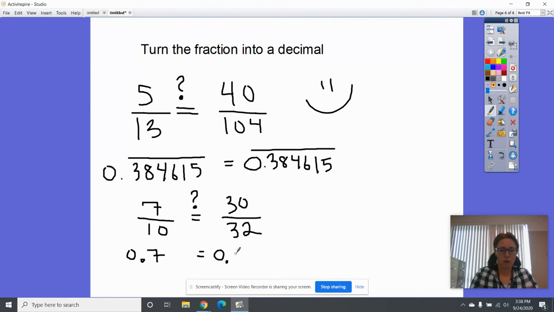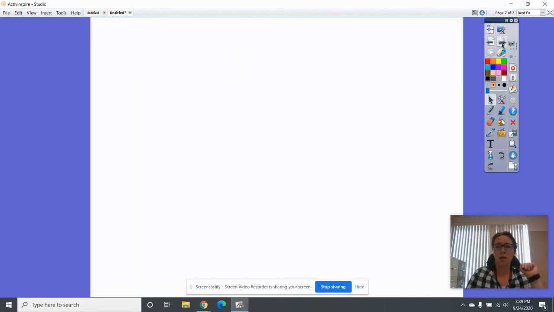0.9375. Those two decimals are not the same, so that means no, it is not equal to. They're not proportional. So that's my favorite way, just turn it into a decimal. But it's not the only way. And honestly, looking at this, it's kind of inconvenient looking at that really long decimal. So let me show you another way.